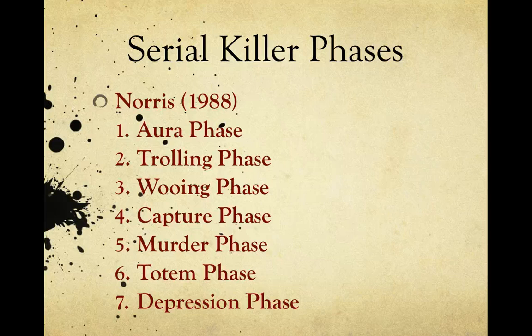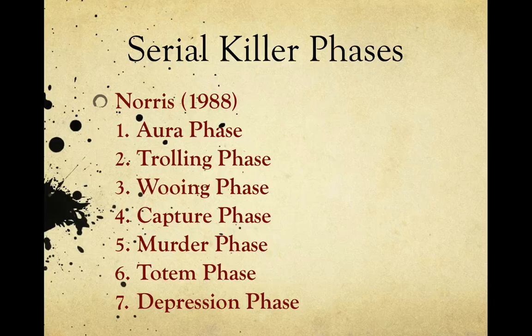The capture phase may include the locking of a door or a blow that renders the victim helpless. This can be done by any means possible. Dahmer enticed victims to have a drink, which was a drug-laced cocktail. The killer savors this moment. Norris described the murder phase as the ritual reenactment of the disastrous experiences of the killer's childhood. But this time, he reverses the roles.